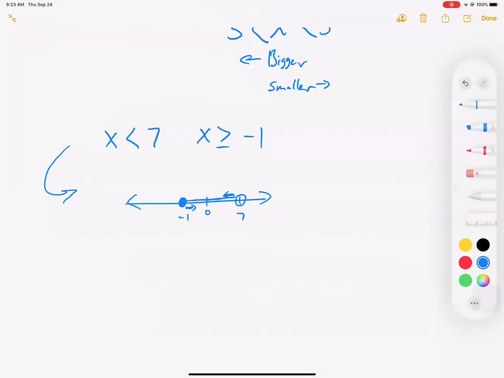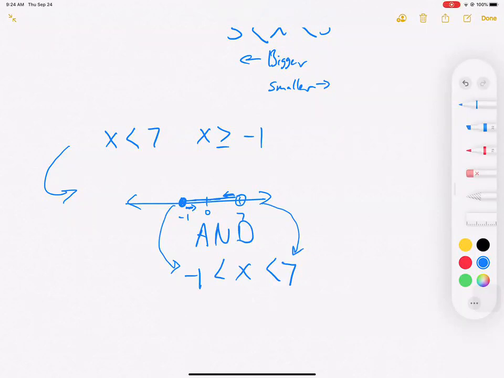Next part of this is we can rewrite this inequality. Because we see that this is an "and" now, we can rewrite it. -1 is on the left, 7 is on the right, and we can stick x in the middle. So when you write it, it looks very similar to that graph. Again, -1 is on the left, the bigger number, 7, is on the right, and x is stuck in between.